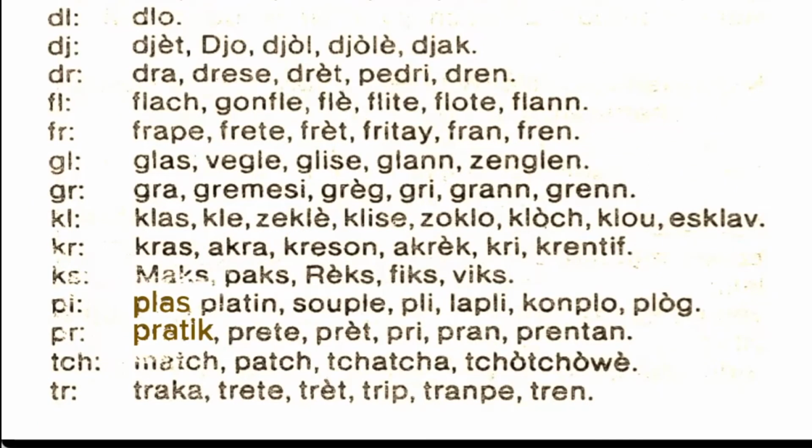Next, KS or X. That would be equivalent to the X sound in English. KS. So max, pax, rex, fix, vix. Next we have PL, pl. So we have place, platine, souple, lit, l'appli, complot, plug. Next we have PR, pr. Donc, pratique, prêter, prête, pris, prend, printemps.